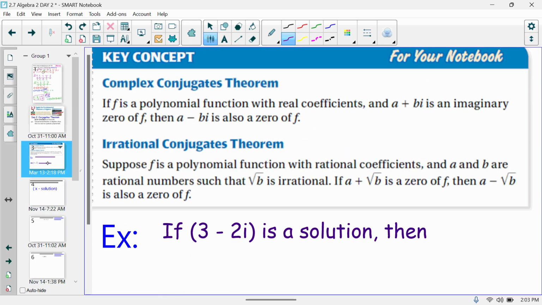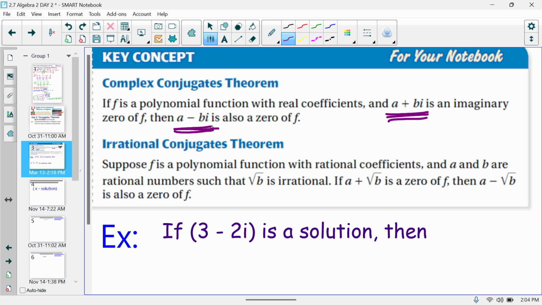Today's theorem, there's 2 parts to it. There's something called the complex conjugate theorem. So basically that says when you're solving a polynomial, when you're looking for the solutions, if you get an imaginary number as one of your solutions, its conjugate is also going to be a solution automatically. It's like they come in pairs, okay?